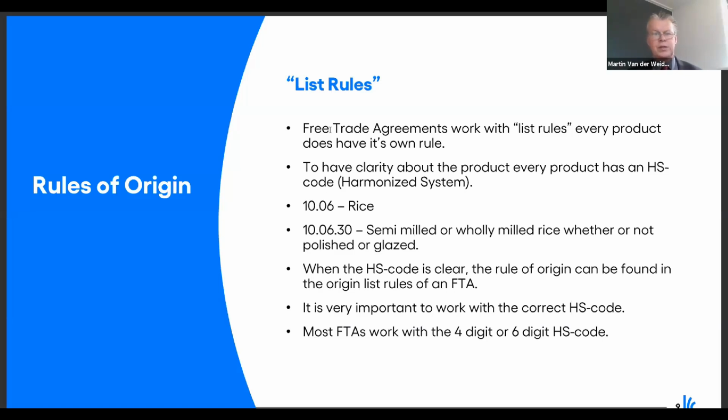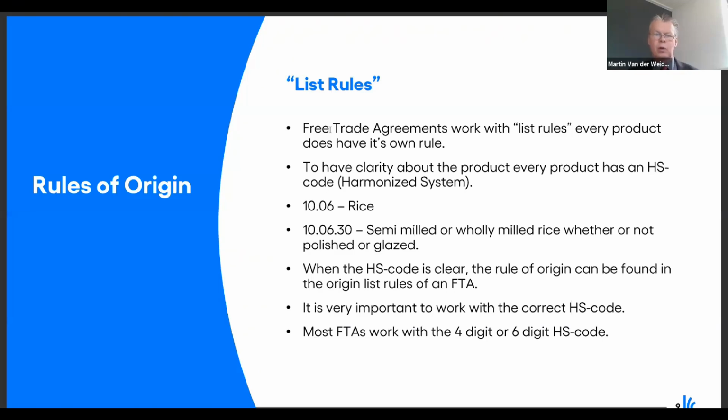We can go to a 6-digit code of the harmonized system. Then it's 1006.30: semi-milled or wholly milled rice, whether or not polished or glazed. So you see, for every product there's a code in the harmonized system, so that we're not having a discussion, is it rice, yes or no. It's clearly what the harmonized code is. In preferential free trade agreements, we're working with list rules. That means that every product in the harmonized system has its own rule of origin.